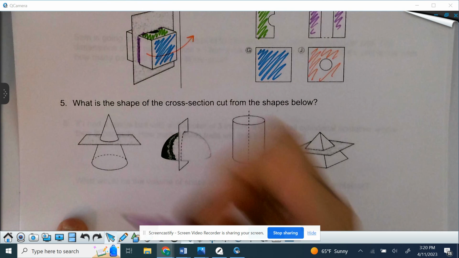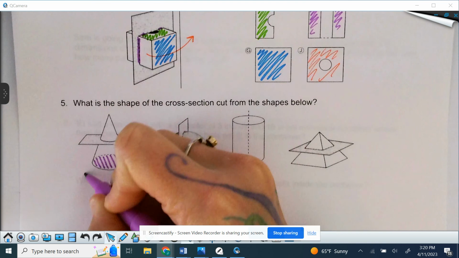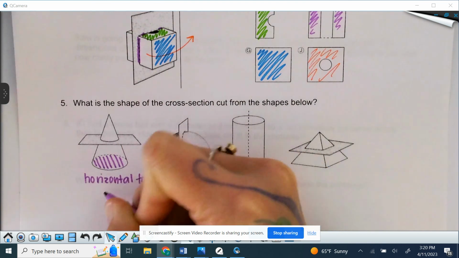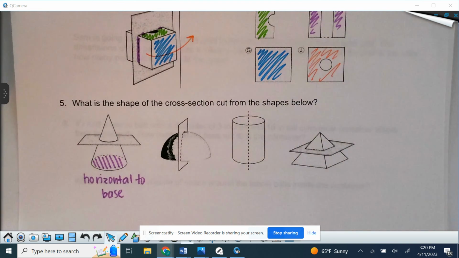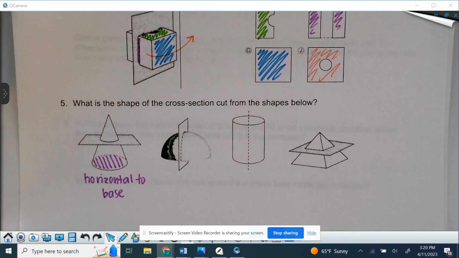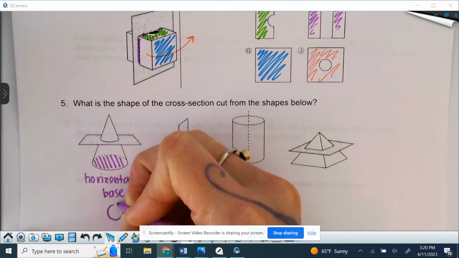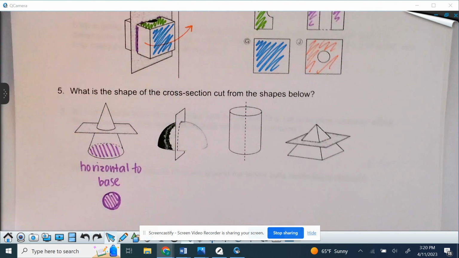In this case, this is horizontal to the base, which is how a word problem might describe this. Horizontal to the base. And it's helpful to know what the base shape is, because as long as it's perfectly horizontal, it's going to continue to give you the same shape. In this case, because it pinches at the top, it will get a little smaller. So this one we can assume is going to be a slightly smaller circle than our base, because our base is a circle and this is a cone.